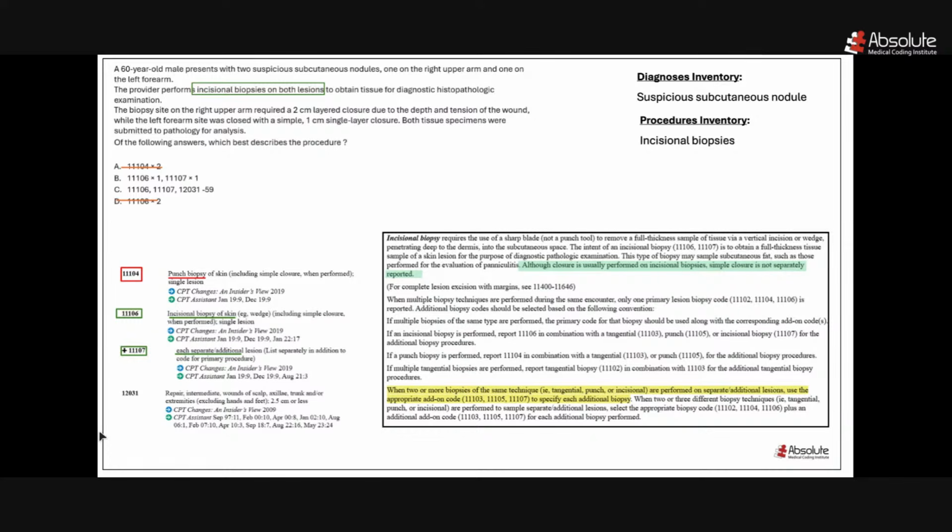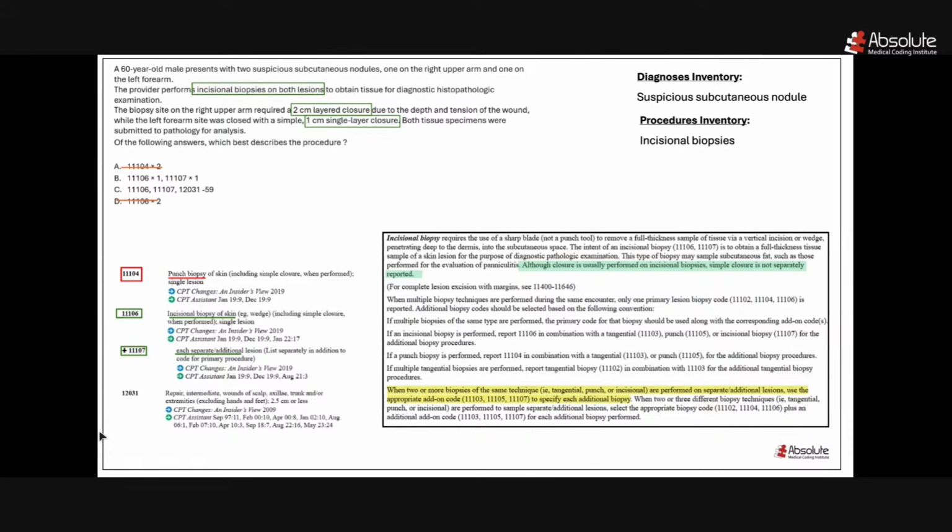And if you read the scenario carefully, you can see that there was a 2 centimeter layered closure and a 1 centimeter single layer closure performed, right? So the 1 centimeter single layer closure, that's a simple closure.